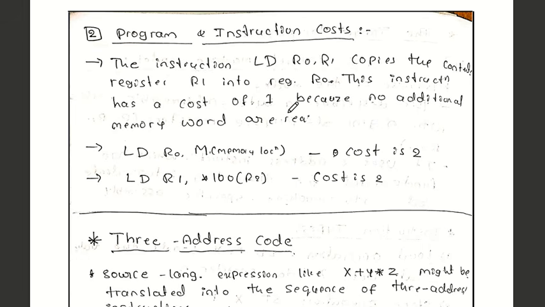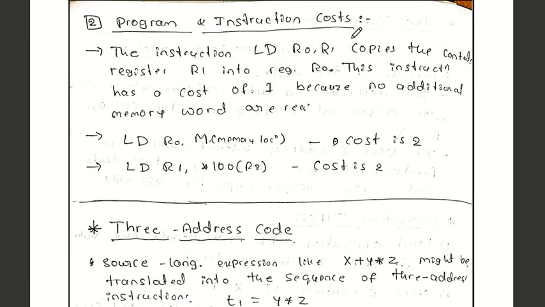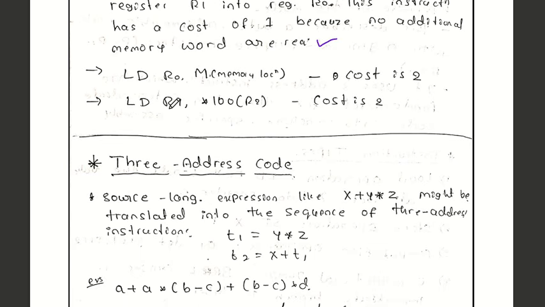Try to understand the concepts, but at the last moment, if you are not understanding the concepts, just learn the keywords by heart, that's it. Okay, so the second one is program and instruction code costs. Here the instruction load r0 r1 copies the content of register r1 into register r0. This instruction has a cost of 1 because no additional memory words are required. So an example is there.